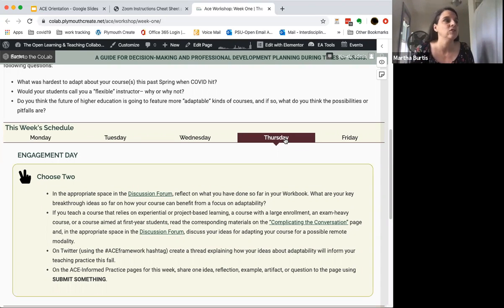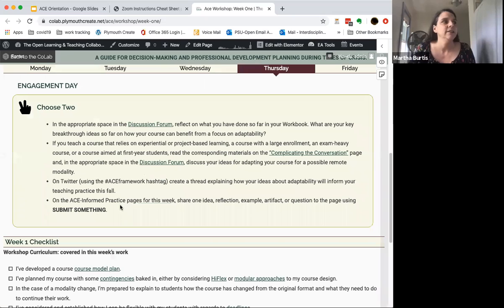You can go to Twitter and start a thread explaining how this particular value is informing your teaching practice and preparation for the fall. And then on every practice page, there is a button that's labeled submit something. And you, anybody really, can go to that practice page and submit an idea, a reflection, an example, an artifact, a question related to that practice. When you submit that, it will then become part of the content of the page. So this is a way for you to help us grow the framework and grow the resource behind this workshop.